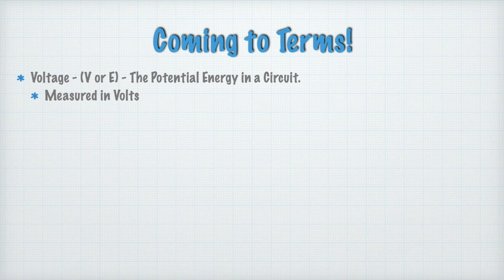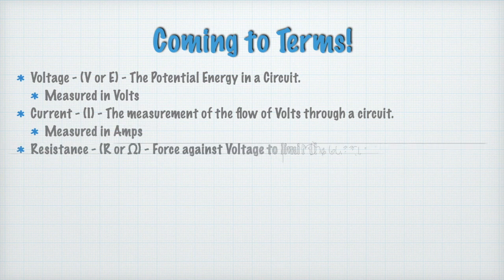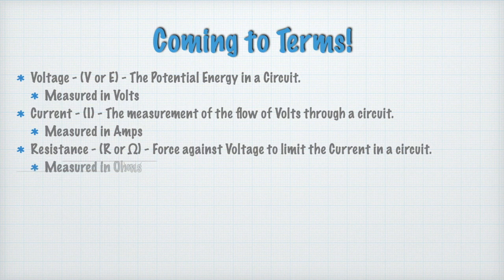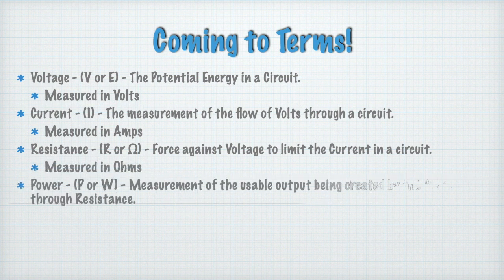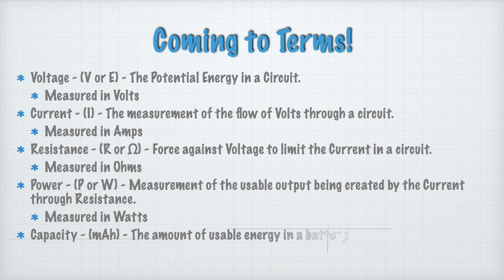And we got a few terms here to define. Voltage is the potential energy in a circuit, and it's measured in volts. Current is the measurement of the flow of volts through a current, and it's measured in amps, and it's also represented by the letter I, which I can't remember why is I, but it's represented by the letter I. Resistance, which is the force against voltage to limit the current in a circuit, and it's measured in ohms.